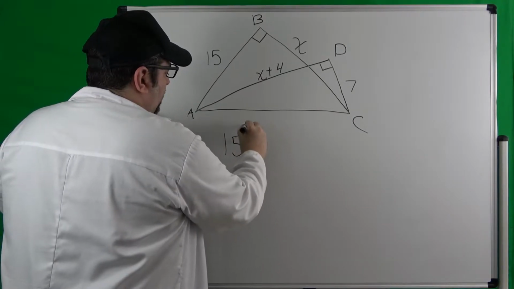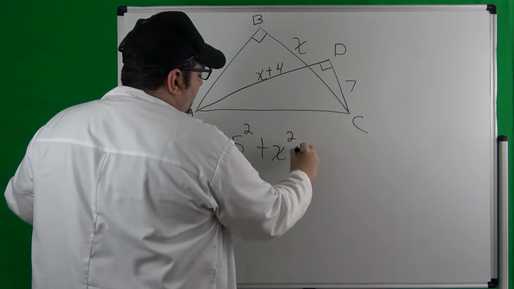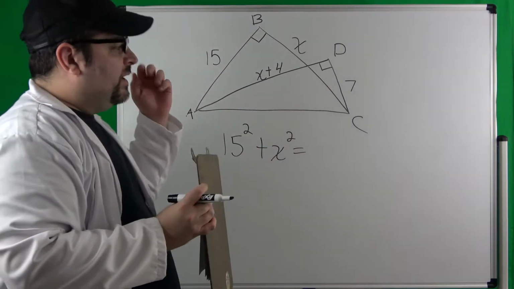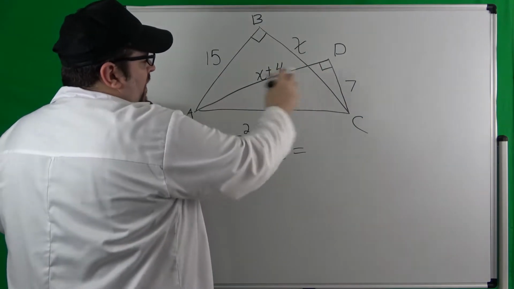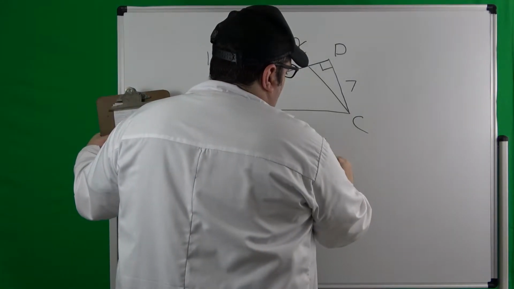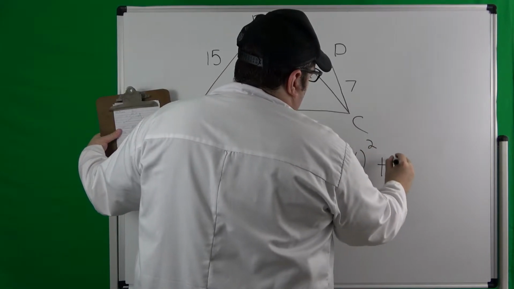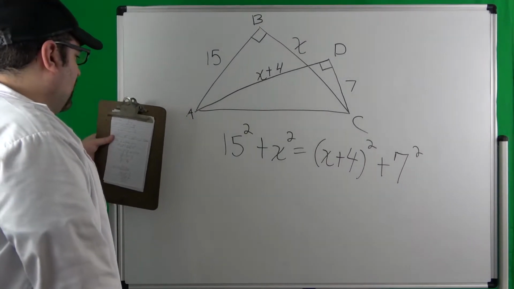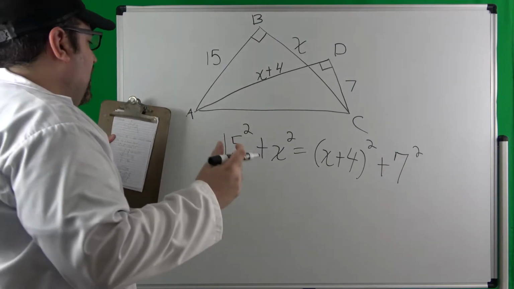15 squared plus x squared equals, and instead of c squared or y squared, we're going to let it equal the other two squared: x plus 4 squared plus 7 squared. Okay, and then we're just going to simplify here because we want to solve for x.